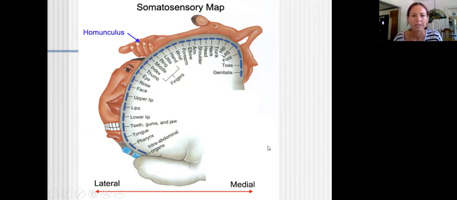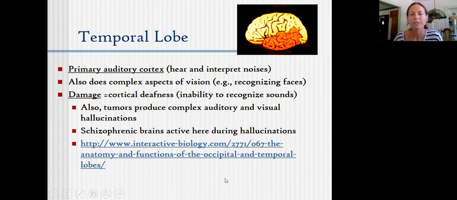Okay, moving along to the temporal lobe. The temporal lobe is associated largely with hearing, although we'll see later on it's associated with vision as well to a certain extent. But I want you to think right now in terms of hearing. And you can remember that by the word tempo. Tempo of music is the beat of the music. Primary auditory cortex is there, and that's where we hear and interpret noises. As they come in through our ears, they go to the thalamus and then to the temporal lobe.